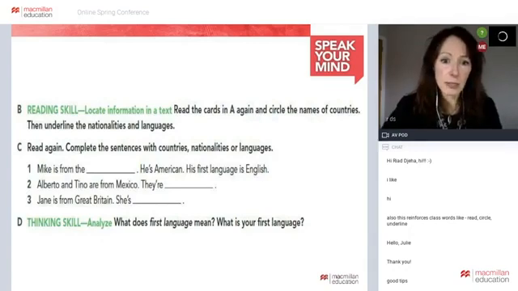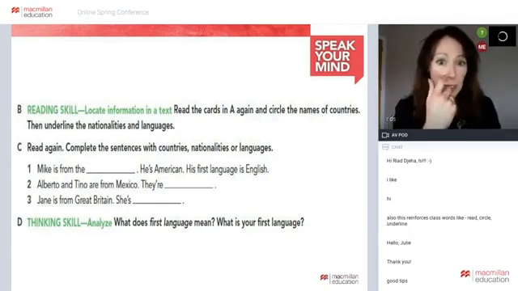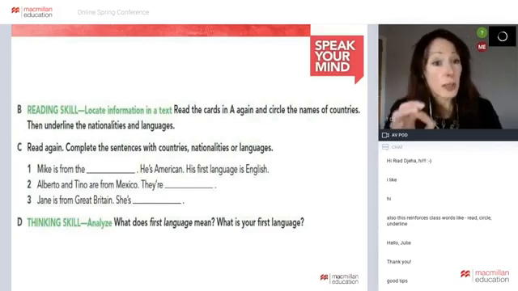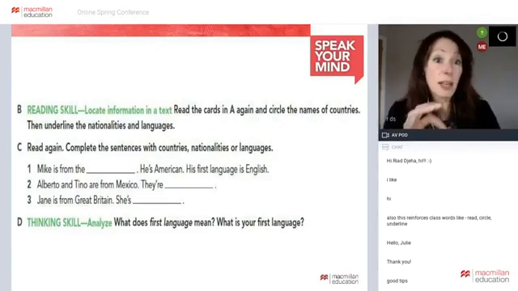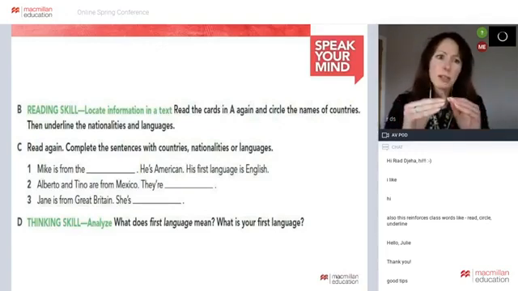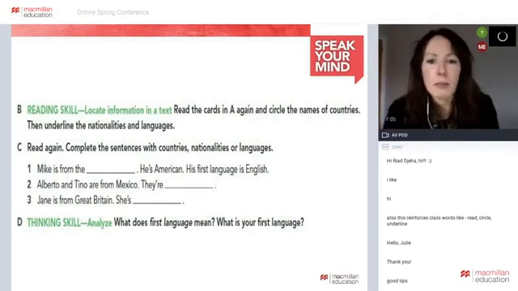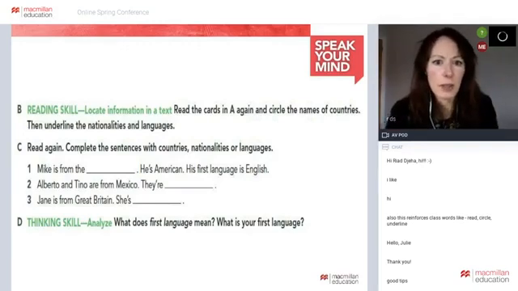And then the last activity there, we've got activity D, thinking skill, to analyze. What does first language mean? What is your first language? So again, just like the reading skill, it's just a reminder that you absolutely can do cognitive skill work, thinking skill work at this level. You've just got to grade the task so that that process can begin. Right. Let me move on to, that's the end of our first skill.